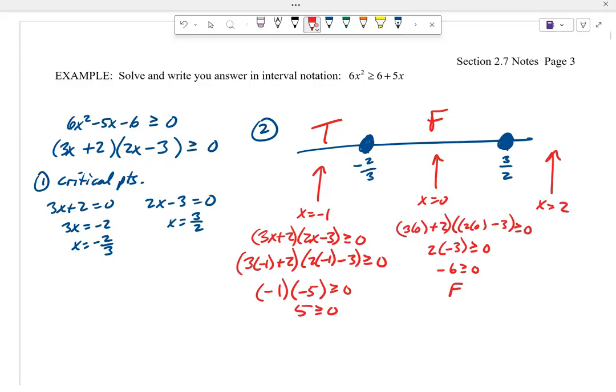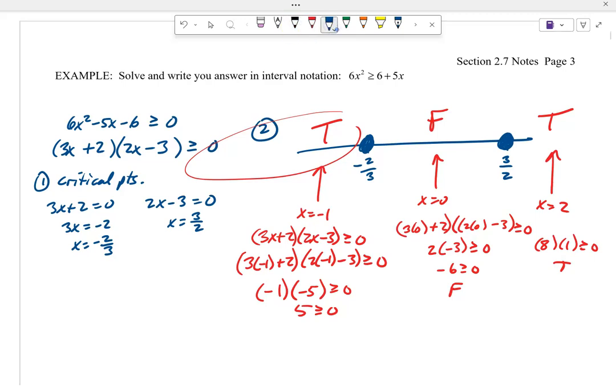Throw in the 2. 3 times 2 plus 2 is 8. 2 times 2 minus 3 is 1. Is 8 greater than or equal to 0? Yes, it is. So it looks like true, false, true. So it's anything negative infinity up until negative 2/3.